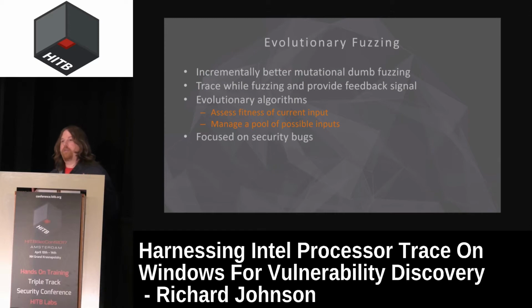Well, evolutionary fuzzing is more or less the hot sauce going on today. It's incrementally better mutational dumb fuzzing via using a feedback signal, which of course in this case is code coverage, so that we can determine did the newly generated input reach new parts of the code? Basically we use the code coverage as a fitness function, which is what you would use in genetic programming, and we also utilize that over time to determine each new input.